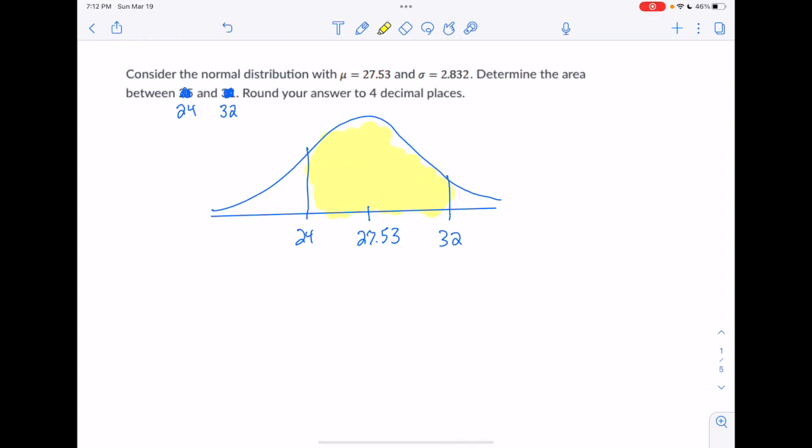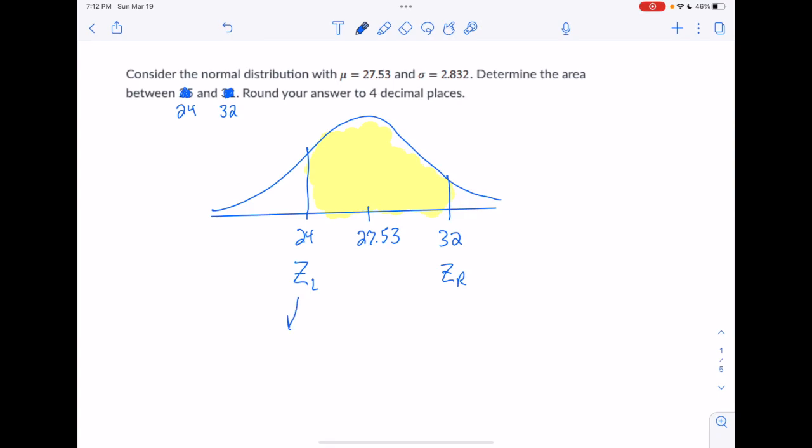And then they want the area in between, so I do like to shade that so I can think about what we're trying to find there. So that's what we want. So now what we need to do process-wise is find the z-score on the left, the z-score on the right, and then once we have those z-scores, we can use normal CDF to find the area in between.